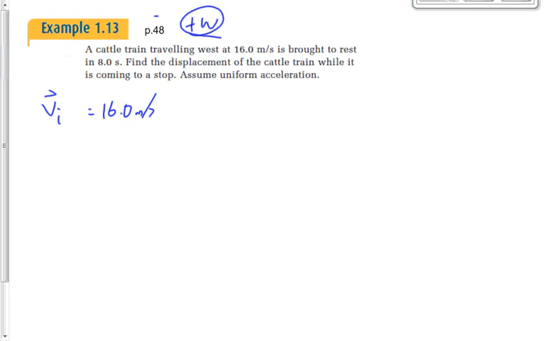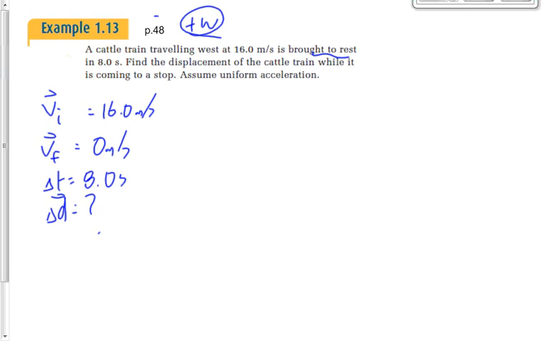It's how fast it's moving at the beginning of this problem. Anybody want to tell me what VF is? Do we have that value here? Yeah? What is it, Joe? 0, right. It comes to a stop, right? It's brought to rest. So VF would be 0 meters per second. My time is 8 seconds. Okay, we want to find the displacement.